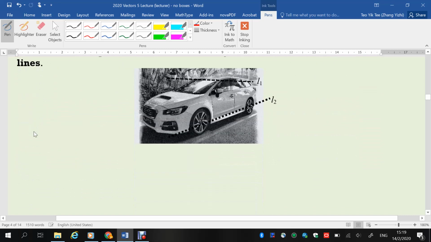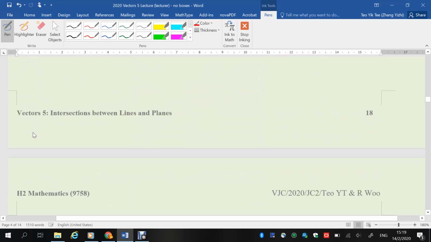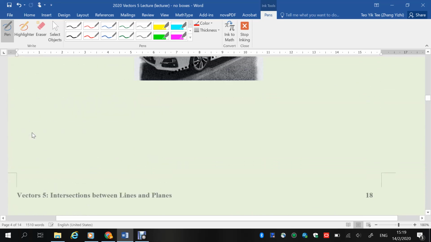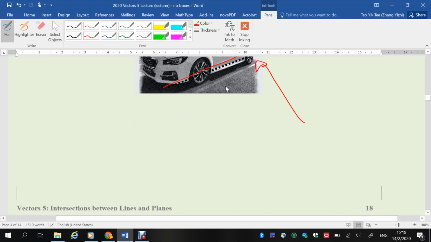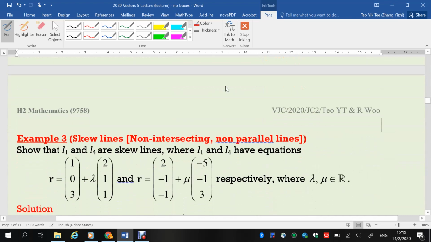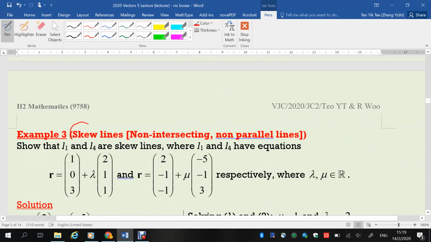So the next item is skew lines. Skew lines basically mean two lines that are lying in different dimensions. If you look at this diagram, just look at one side of the car versus above the windscreen. These are two lines. They are 100% not parallel for sure. But will they intersect? They will not intersect, even though they are not parallel. So the key features of skew lines are that they are non-intersecting and non-parallel.